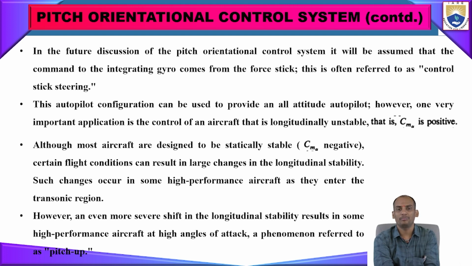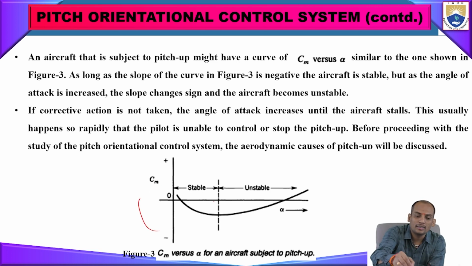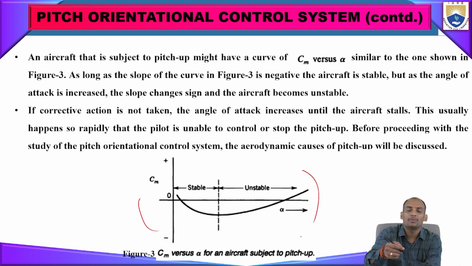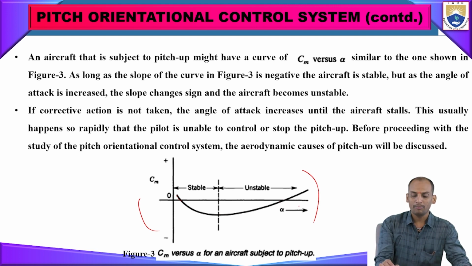That phenomenon, the controlling phenomenon of that high performance aircraft, is called a pitch up condition. So the aircraft is subject to pitch up condition. If you see the graph of CM versus alpha here, whenever alpha is increasing, it comes to negative values. After the negative values, it gets positive.